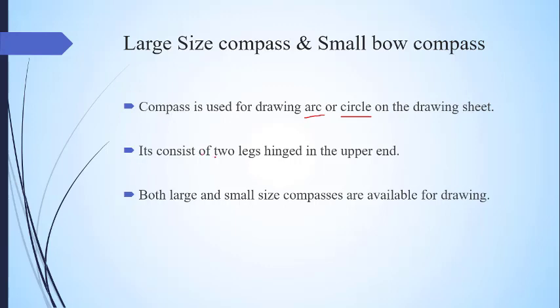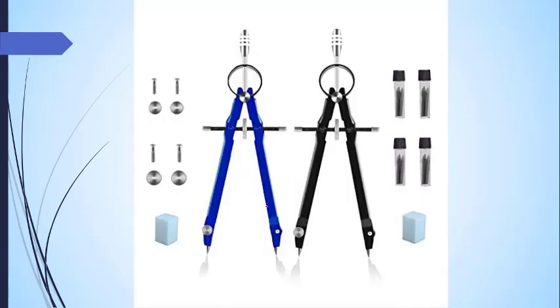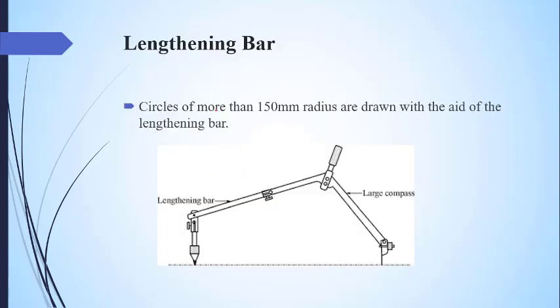It consists of two legs hinged at the upper end. Both large and small size compasses are available for drawing. Here you can see that it is a compass and it is hinged on the upper part. Both the legs are fixed. Here you can see, and here you can see.